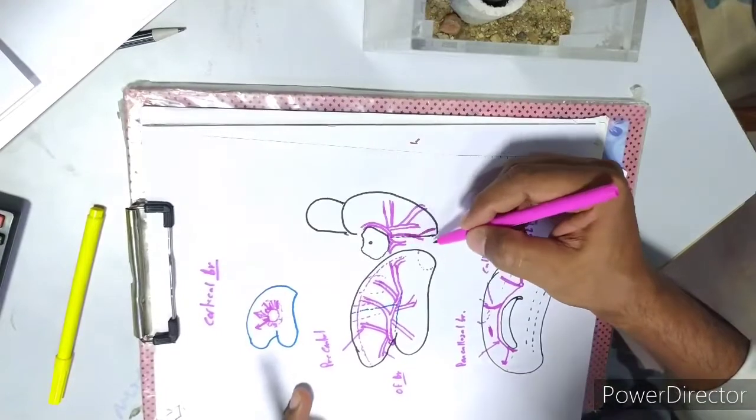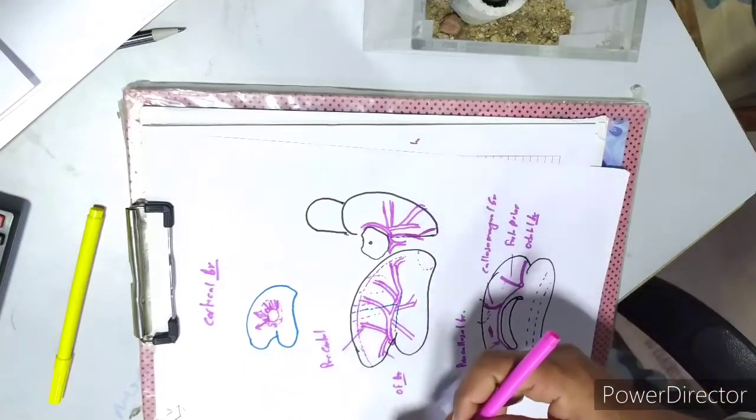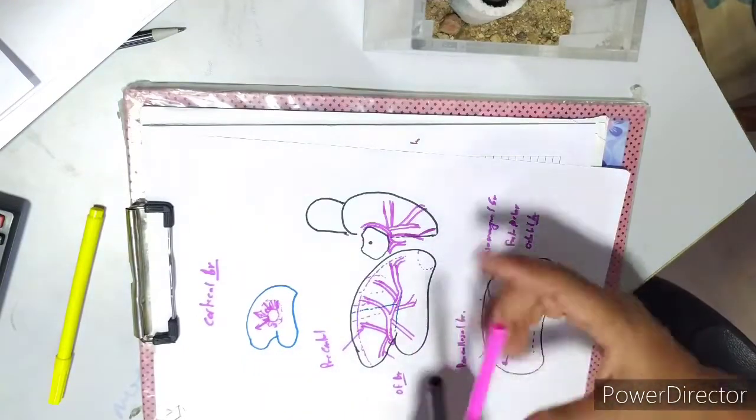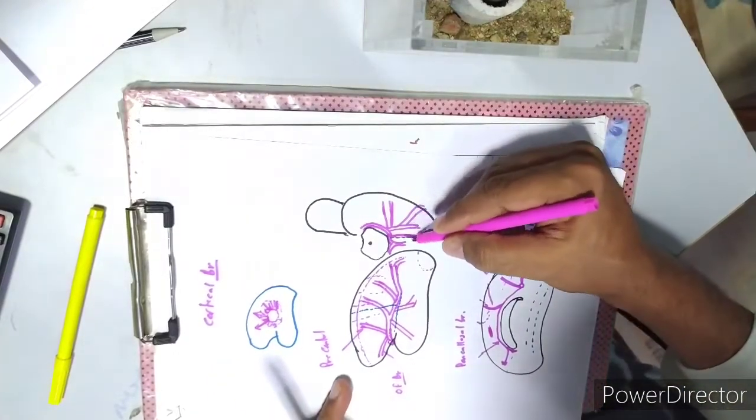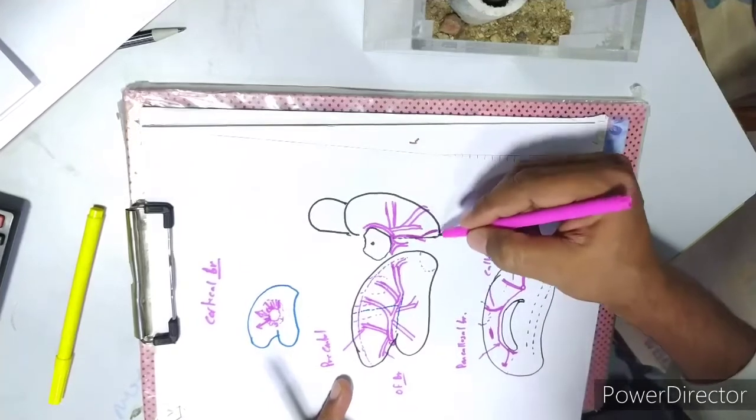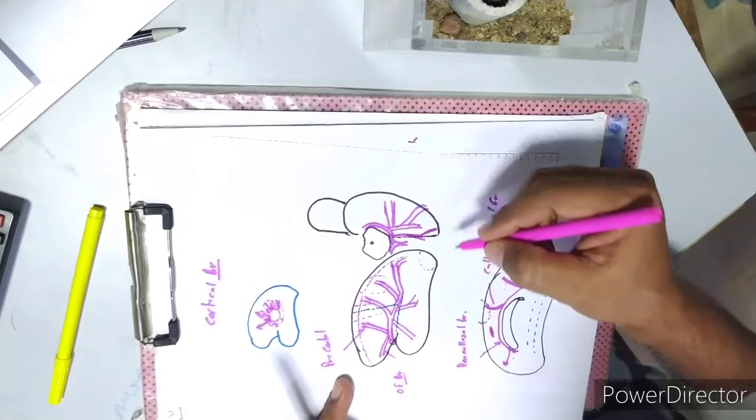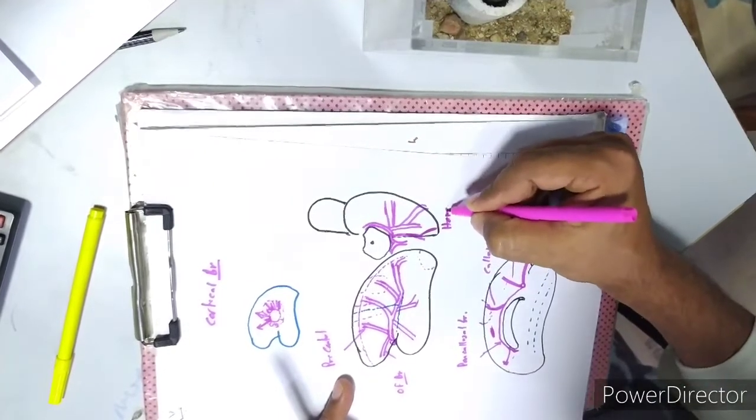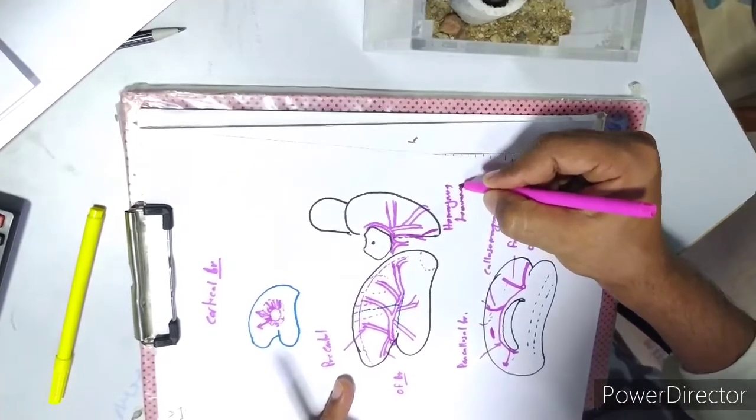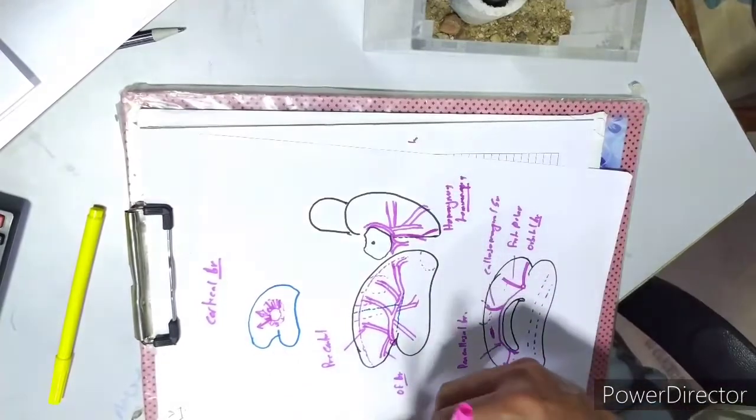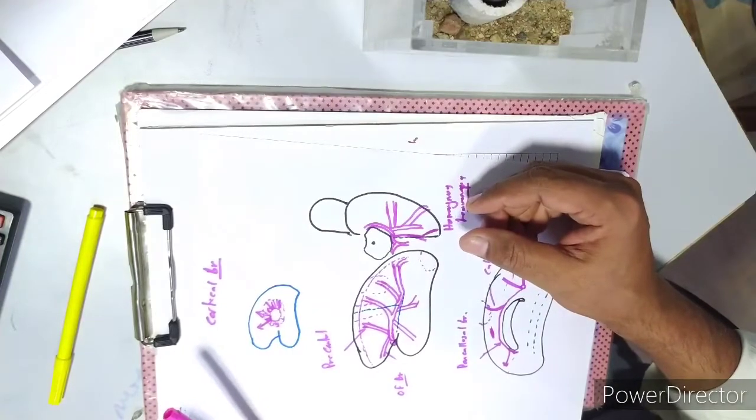What happens if this posterior cerebral artery is thrombosed? Thrombosis of the posterior cerebral artery gives rise to homonymous hemianopia here, because most of the occipital lobe is supplied by this posterior cerebral artery. So the visual area is disturbed or paralysis occurs here. So this is the homonymous hemianopia, meaning half of the field of both eyes is lost here.